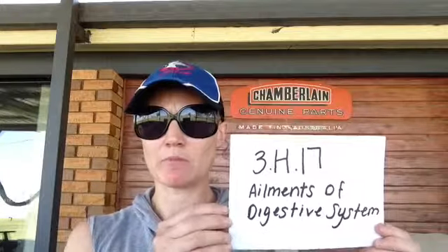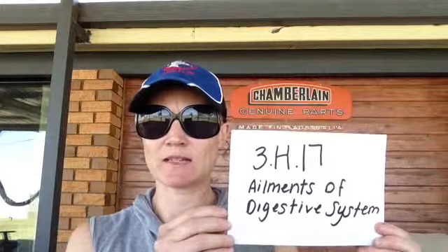Okay, this is practical assessment 3.H.17, ailments to the digestive system. First up, we're going to talk about colic. There's 4 different types of colic. Our first type is spasmodic colic.